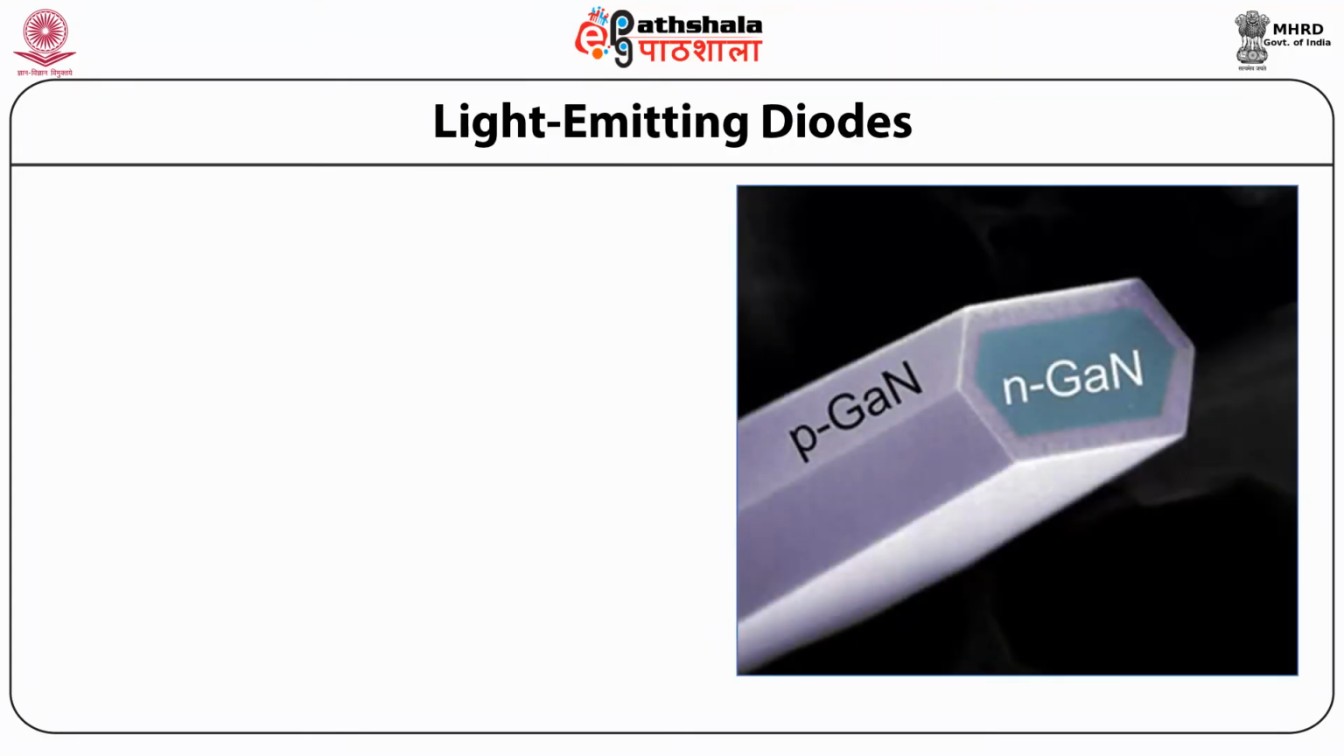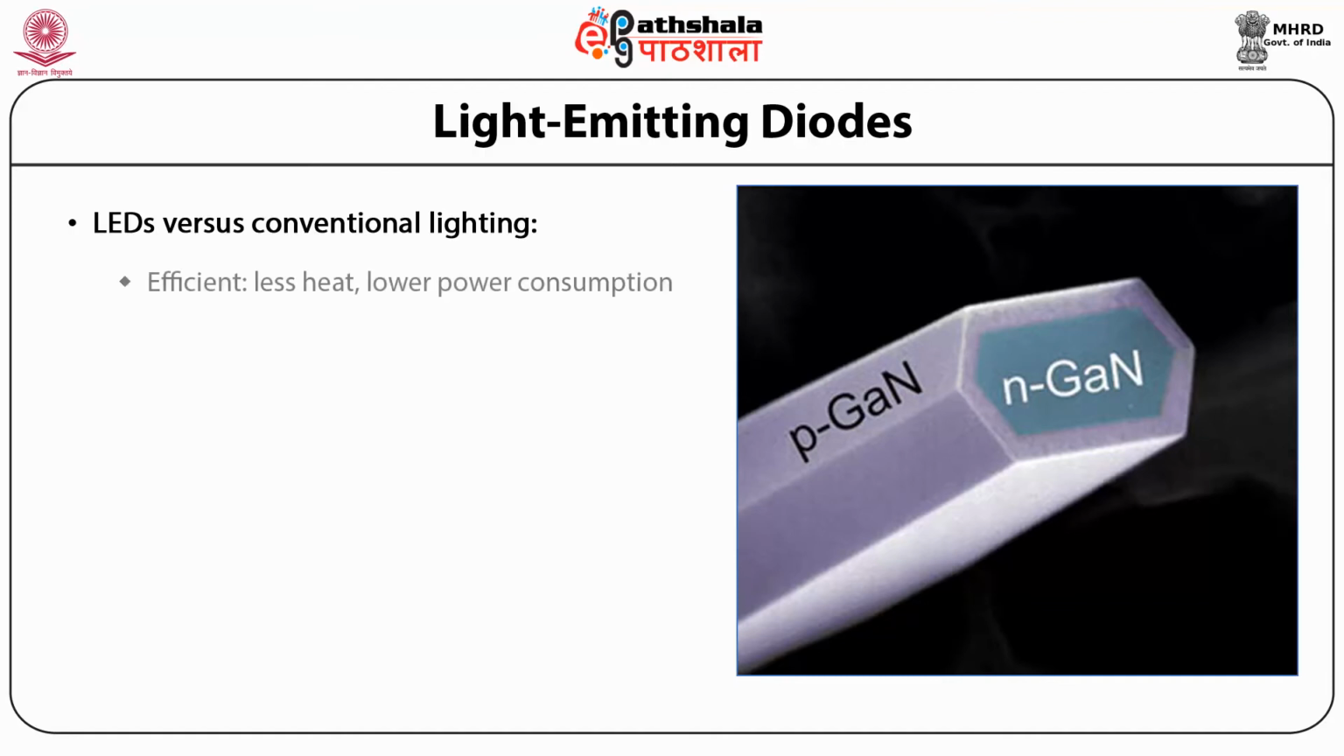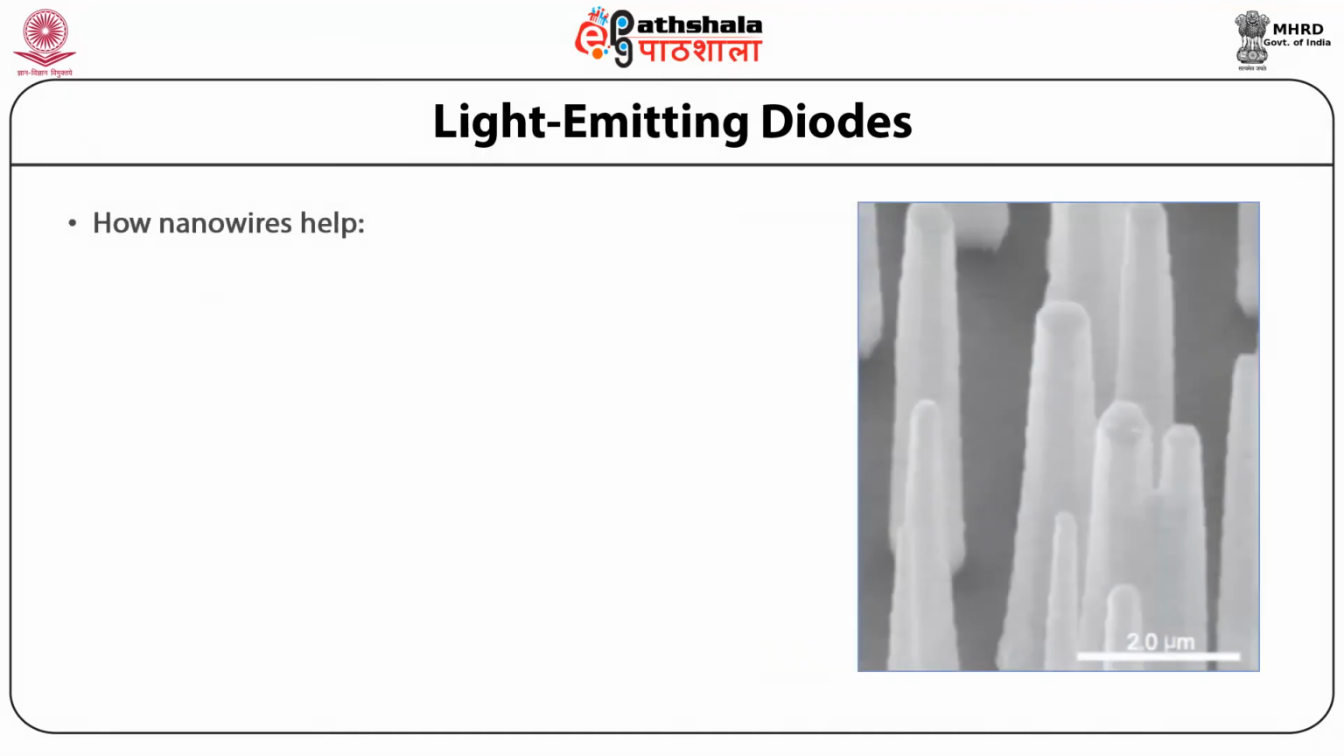The most important application of nanowires are in light emitting diodes. Light emitting diodes versus conventional lighting. They are efficient, they absorb less heat, power consumption is less, long lifetime, cheap, no mercury is required. How the nanowires help in this?